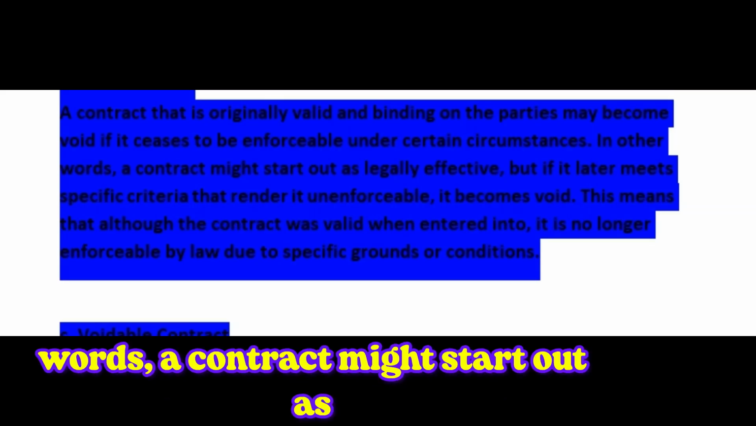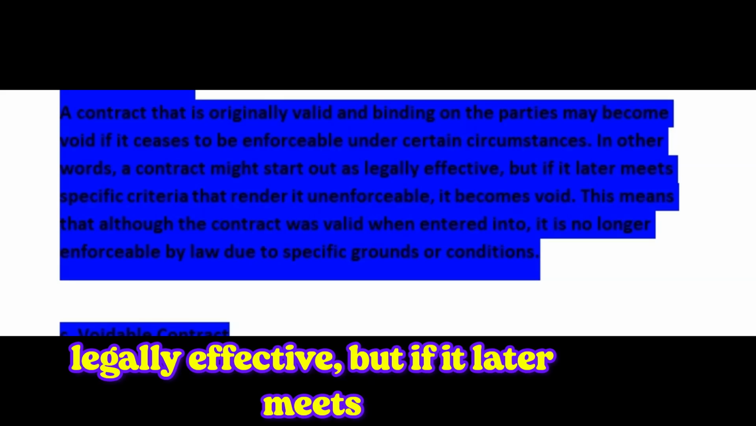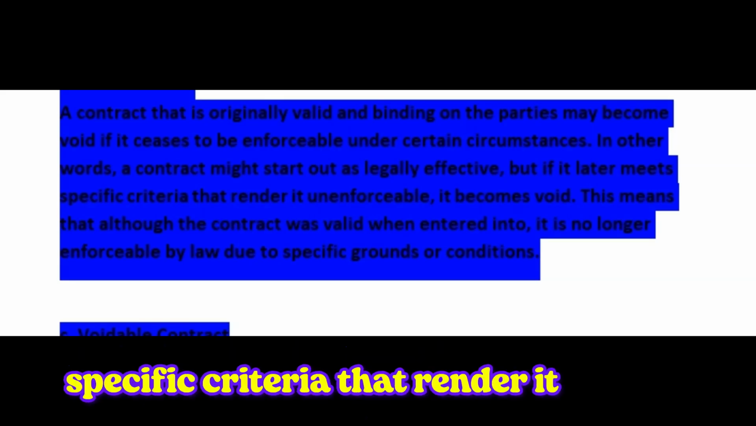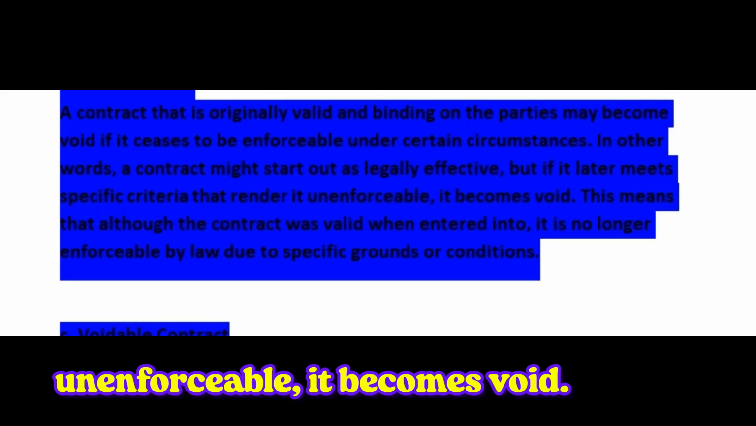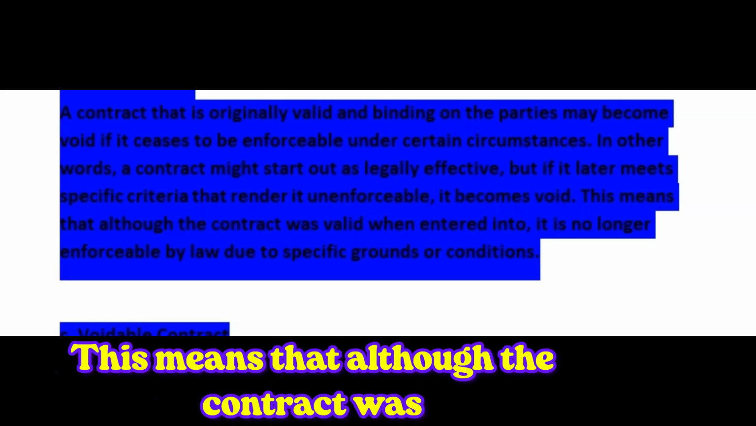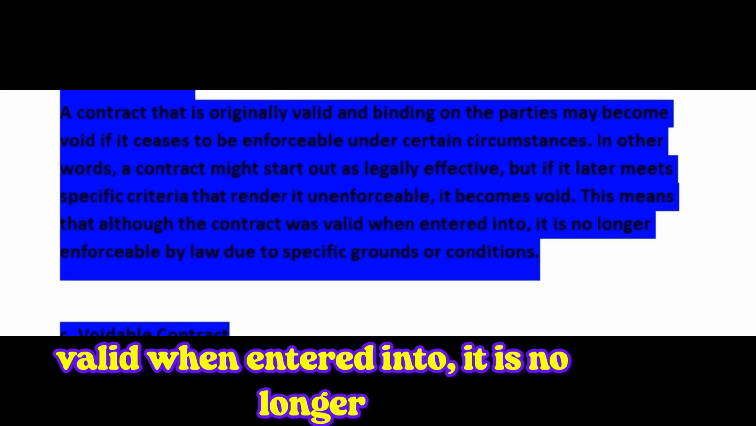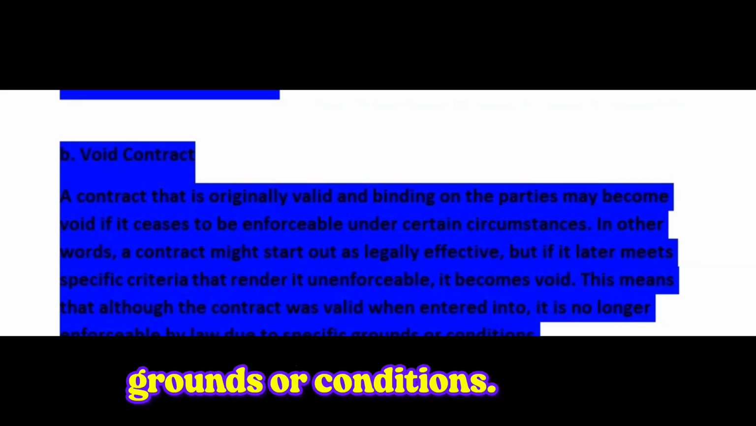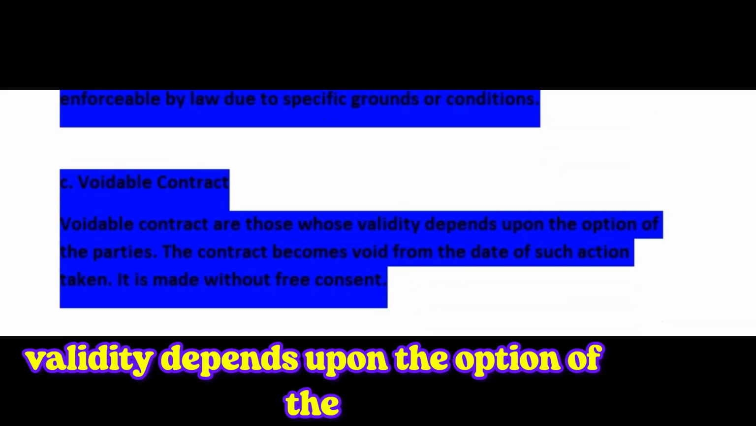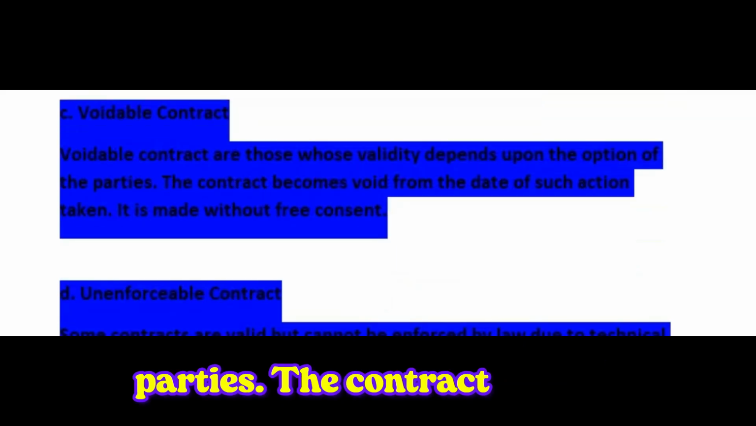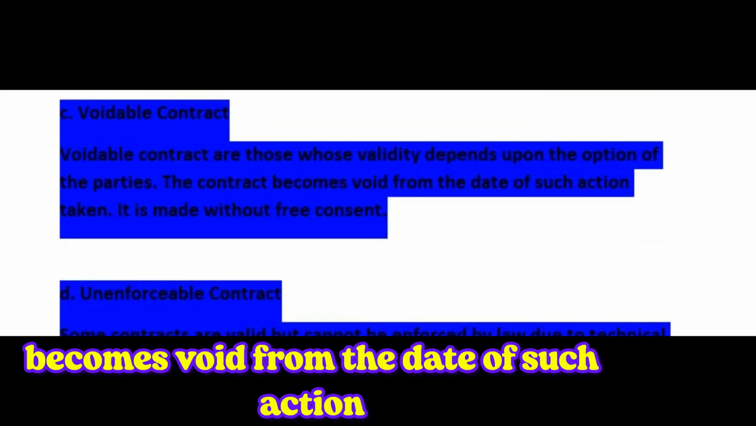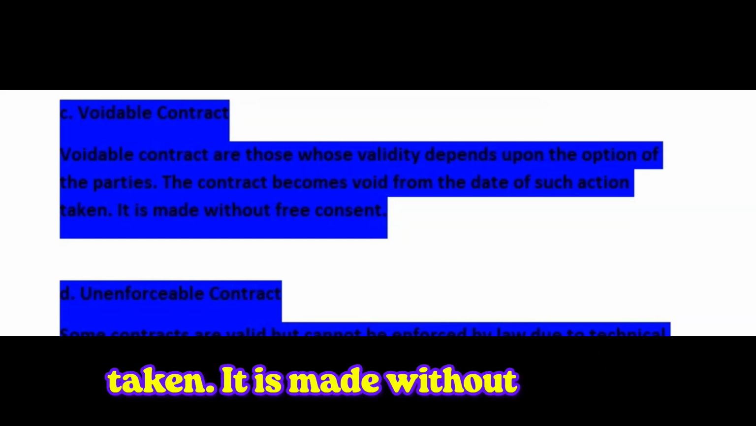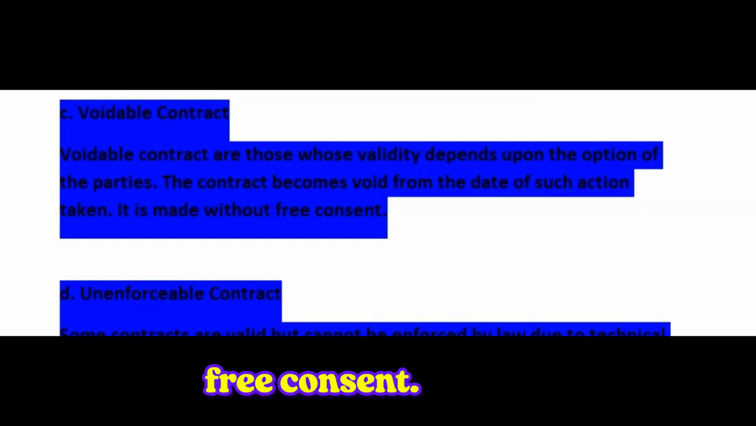In other words, a contract might start out as legally effective, but if it later meets specific criteria that render it unenforceable, it becomes void. This means that although the contract was valid when entered into, it is no longer enforceable by law due to specific grounds or conditions. C. Voidable contract. Voidable contracts are those whose validity depends upon the option of the parties. The contract becomes void from the date of such action taken. It is made without free consent.